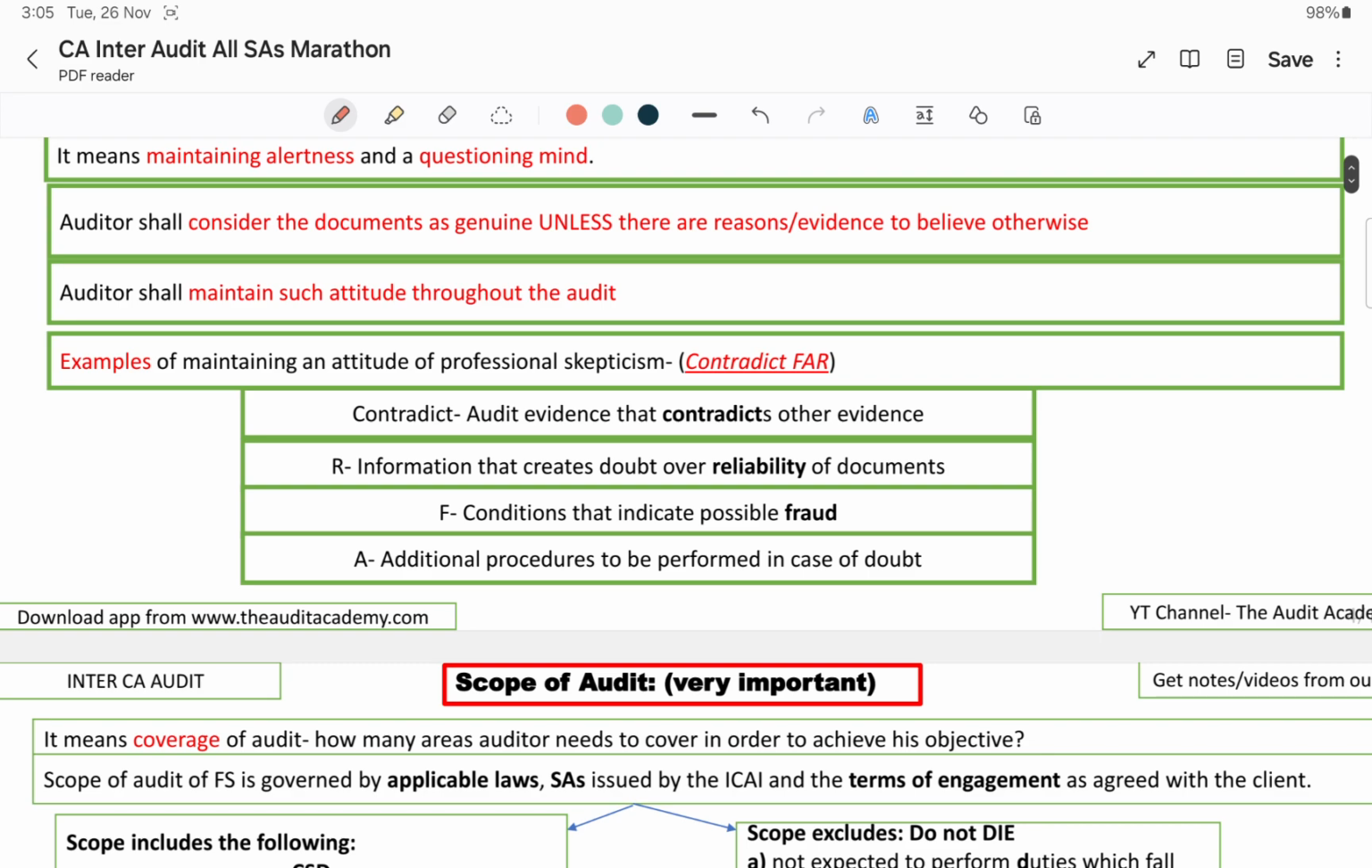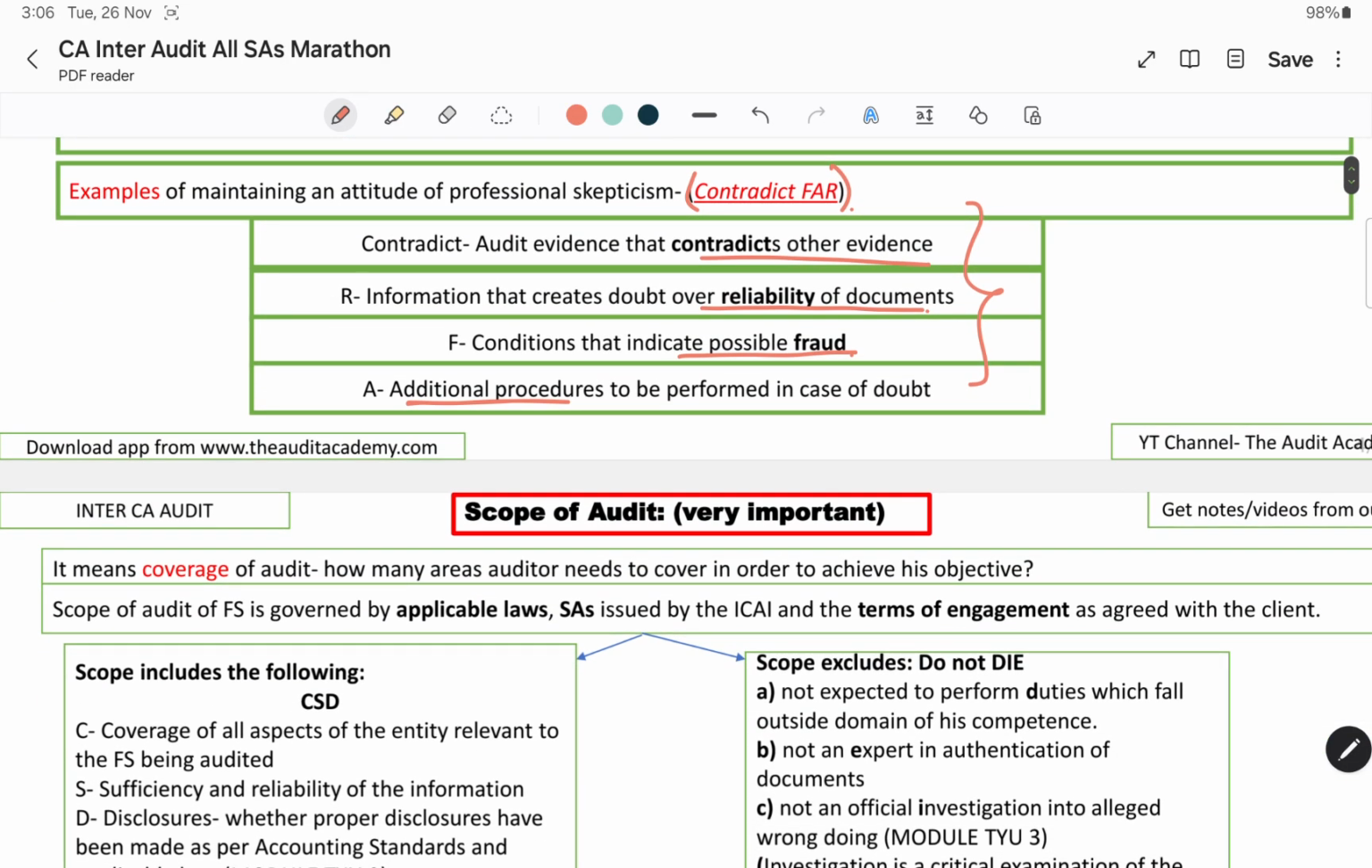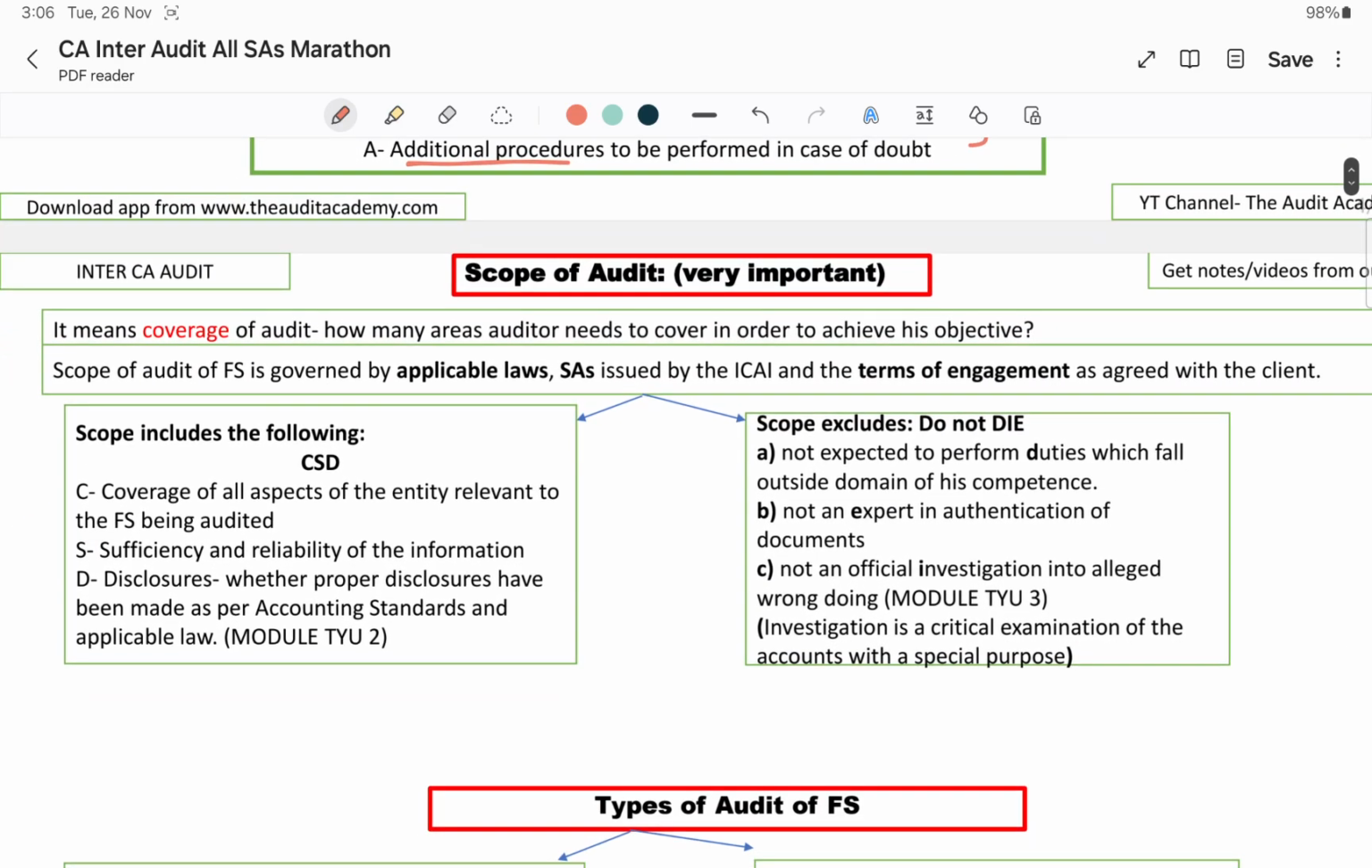Now the memory technique is contradict far. Audit evidence that contradicts the other evidence, information that creates a doubt over the reliability of the document, conditions that indicate possible fraud, and additional audit procedures to be performed in case of doubt. In all these cases, auditor needs to maintain an attitude of professional skepticism.